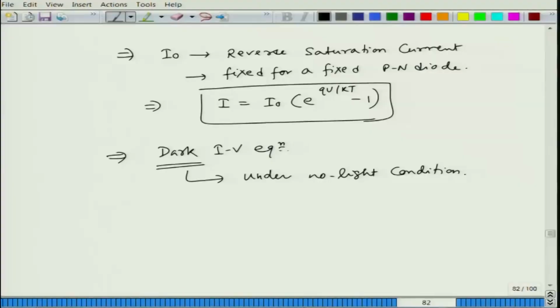And in the next class, we will look at what happens when you apply light, how the photovoltaic effect is generated and how you get some current. So let us stop here in this class and continue from here in the next class.